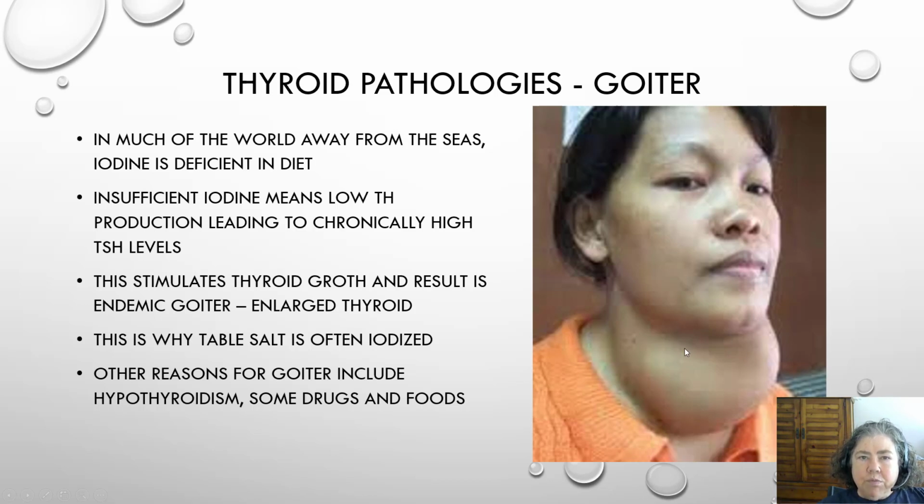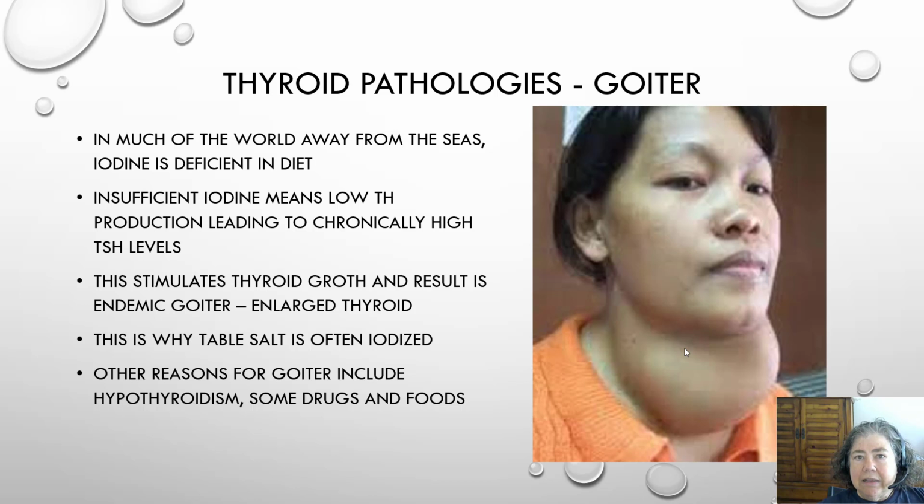In a large part of the world, when you get far from seas and people are not consuming seafood or sea products and are getting inadequate iodide in their diet, they have low thyroid hormone production, right? Because thyroid hormone is very dependent on that iodine component. If you're not taking in iodide, you don't have the oxidized iodine to make T3 and T4. And if you're not making enough thyroid hormone, your TSH goes up.